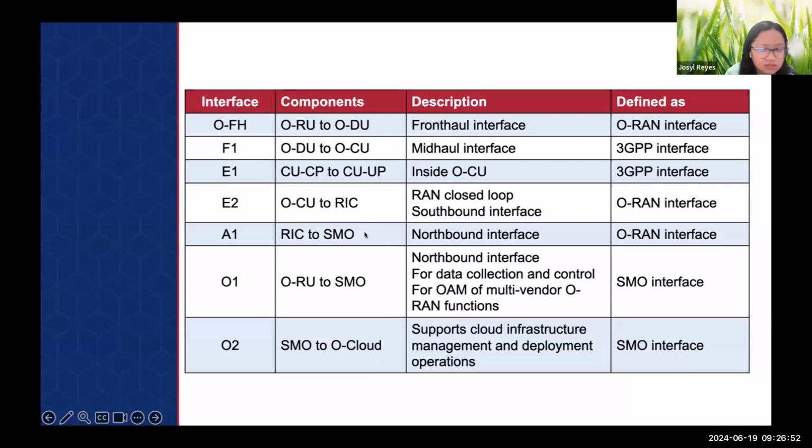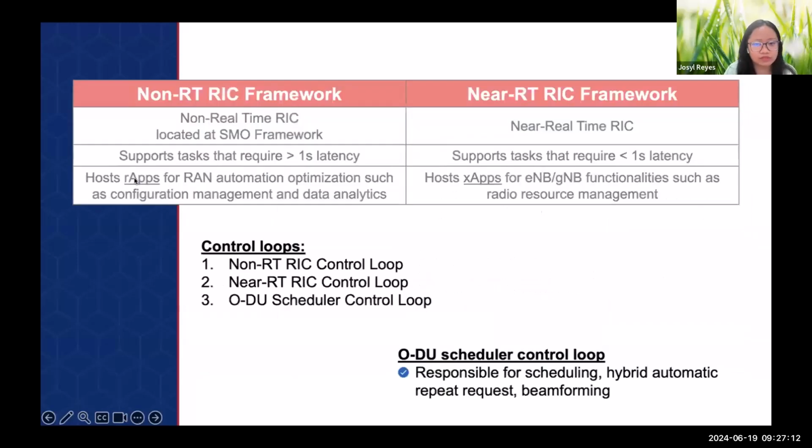So it's detailed in a table, but if you're already quite familiar with our architecture, the very important architecture from the previous lecture, then you don't really need to memorize this table. Okay, so those are the three control loops. Again, we have the non-real-time RIC control loop, near real-time RIC control loop.